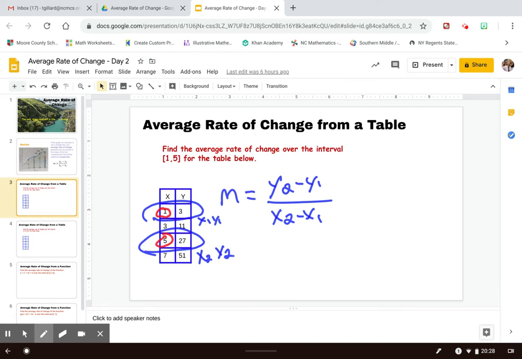So that's going to give me m equals 27 minus 3 divided by 5 minus 1. So 27 minus 3 equals 24, and then 5 minus 1 equals 4. So that means my average rate of change between the interval 1, 5 is 6. That's going to be my average rate of change.